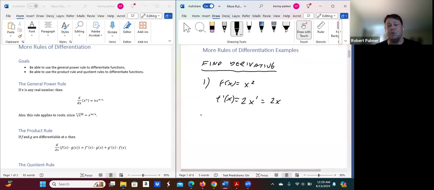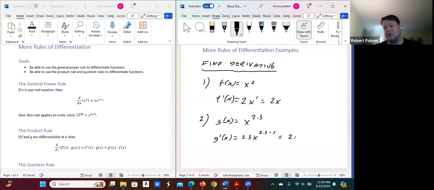Now, this rule is true for any power, as long as your exponent is any real number. So let's say we have g of x is x to the 2.3. A decimal, that's fine. It works the same way. So g prime of x is going to be 2.3 times x to the 2.3 minus 1. And so that's going to be 2.3 times x to the 1.3. Okay, so that's the derivative. This power rule extends to everything like that.